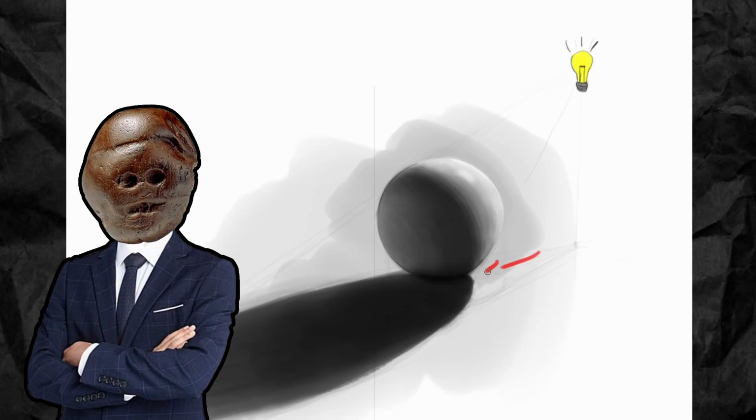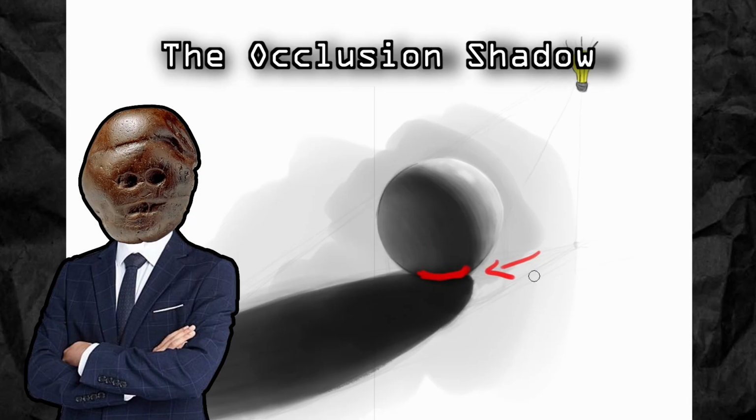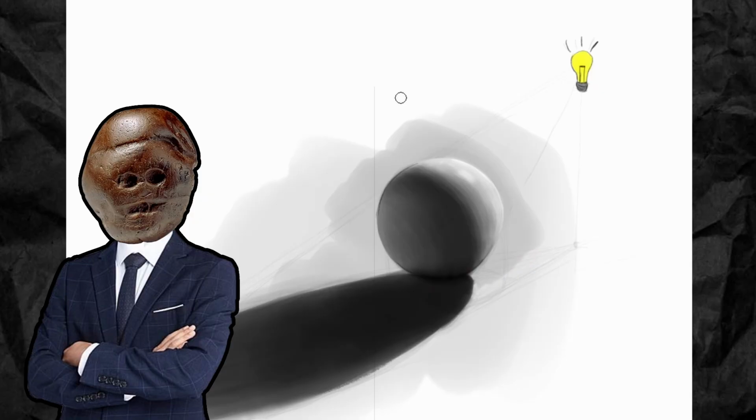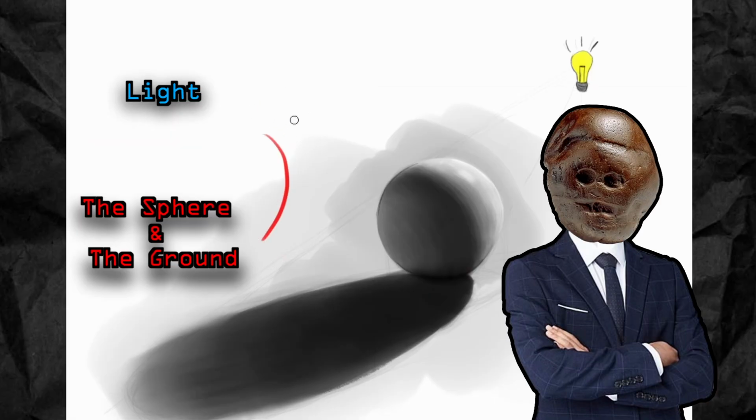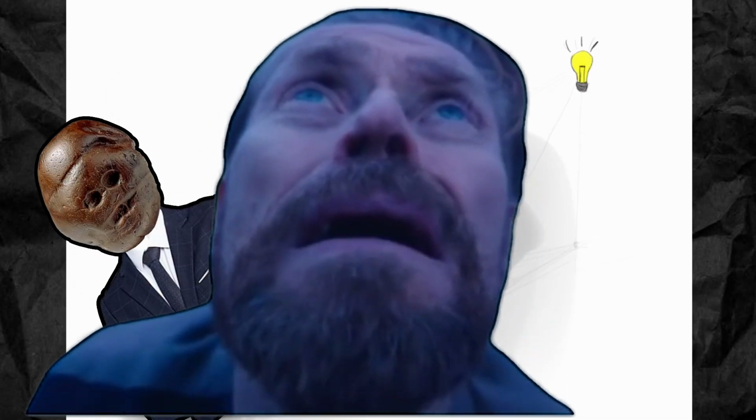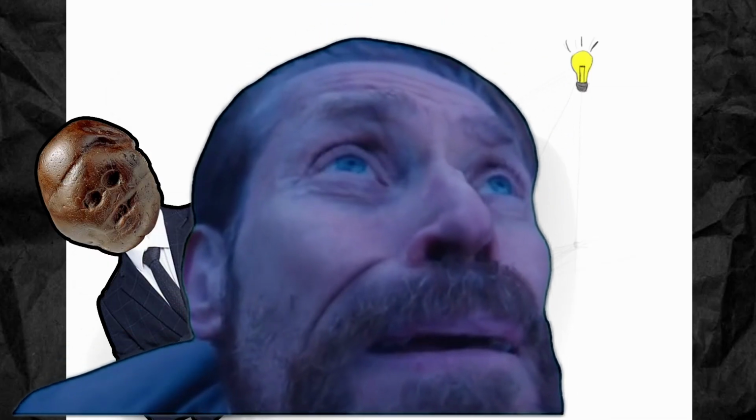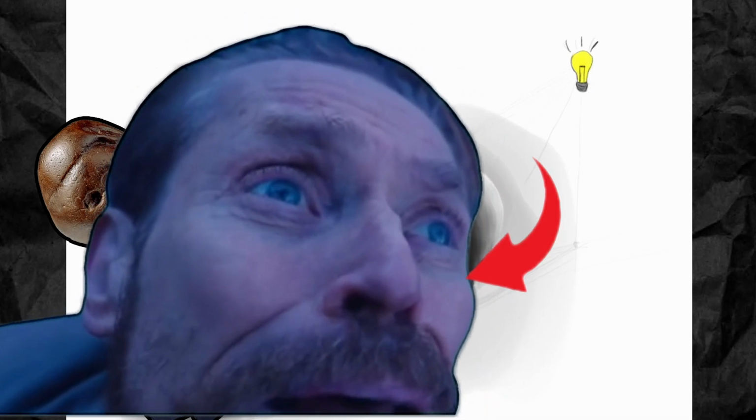Now let's take a look at the area between the sphere and the ground. This is called the occlusion shadow. Despite it being so close to the ground, the angle at which light must be reflected to reach it is so sharp that most photons lose all of their energy by the time they get reflected back into the viewer's eye. As you can see, these are the same type of shadows that occur inside the nose and mouth.